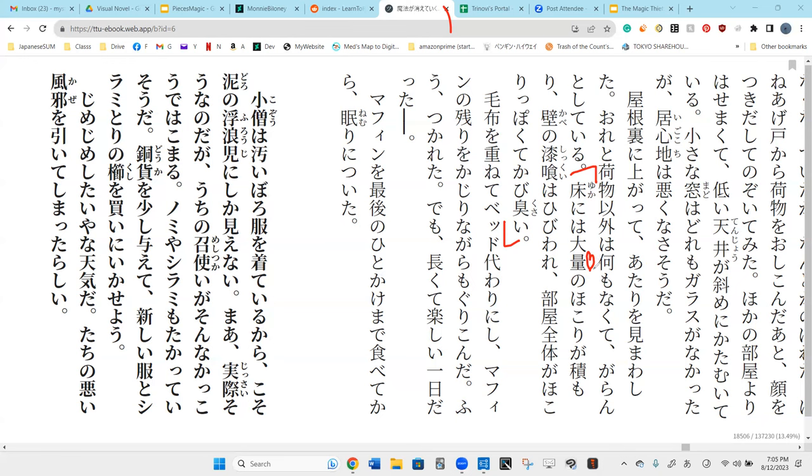Kabe no shikkui wa hibiware, heya zentai ga hokori poikute kabikusai. The floor, with regard to the floor, the thick dust, tsumori, pile on top of one another? That's a good guess. It just says they're on the floor, right? Yuka ni, so on the floor, that's what we're talking about. On the floor, there is a large amount of dust piled up.